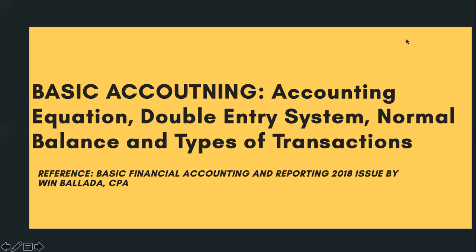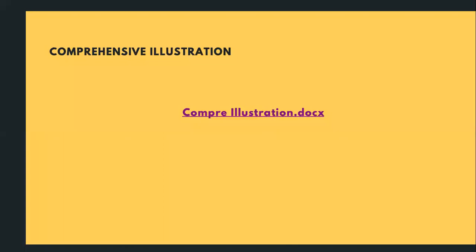So we are done with the discussion for the accounting equation, double entry system, normal balance, and types of transactions. So this time, let's have a comprehensive illustration. We will apply everything that we have discussed about this topic. So let's proceed with the comprehensive illustration.